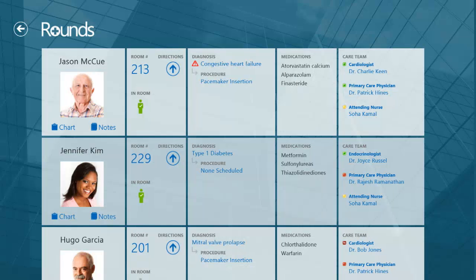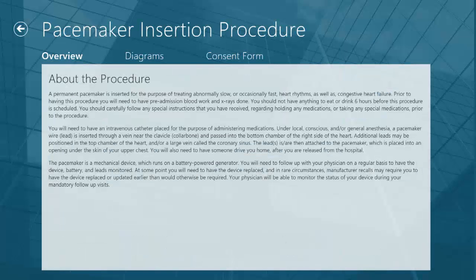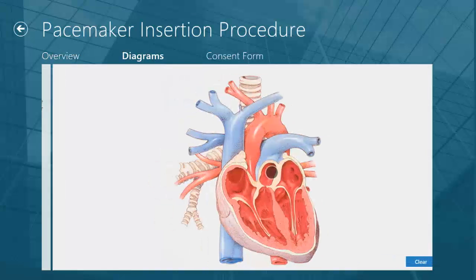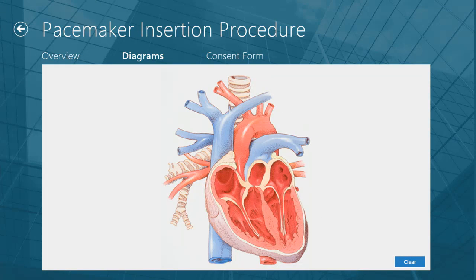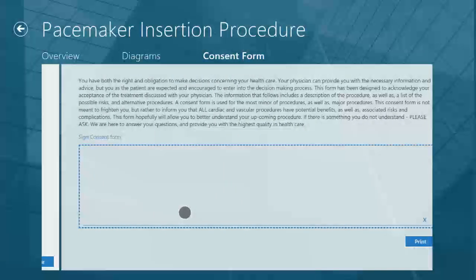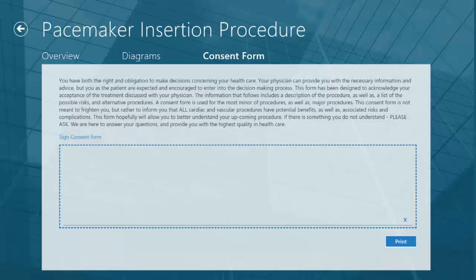Moving back, I can take a look at the procedure. So he has some congestive heart failure. The first thing it's going to do, in the overview page, is tell us about the procedure that he has going. And then I can take a look at the diagrams. I can draw right on this. I left my pen down there, but I can draw on this. I can circle, like, don't remove this part of the heart. Please remove this one. And then, of course, the consent form, which is great, and that's going to be signed right here by the patient. So all of that is in one place. We're not leaving the app to do that.